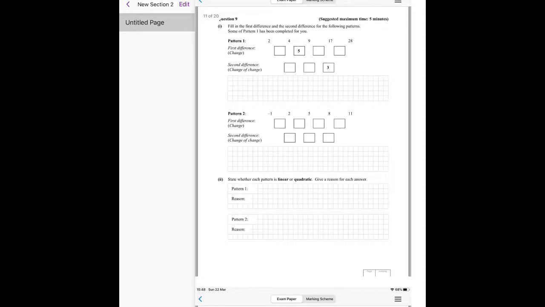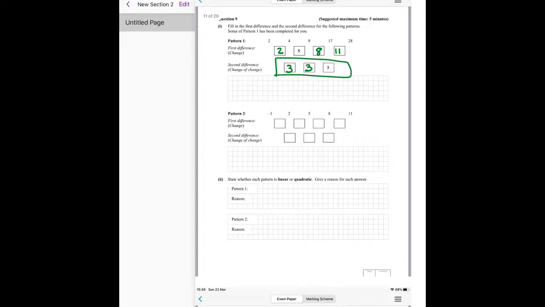Next question up has us looking at first differences and second differences. So the first pattern goes 2, 4, 9, 17, 28. The difference between 2 and 4 is that it increased by 2. 4 and 9, it increases by 5. 9 and 17, it increases by 8. 17 and 28, it increases by 11. Then we look at the second differences. The difference between 2 and 5 is 3, and the difference between 5 and 8 is 3 as well. So we can see that the second difference is the same each time. It's 3 every single time.